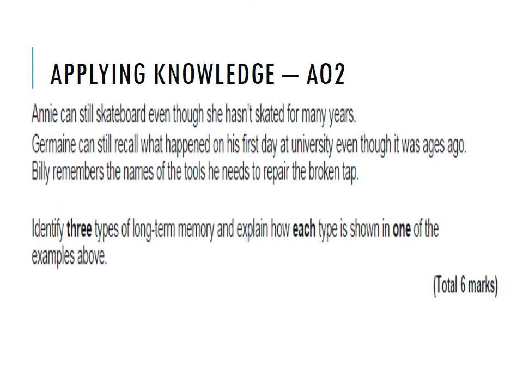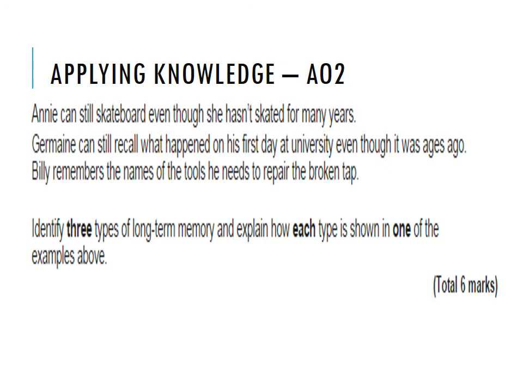Annie can still skateboard even though she hasn't skated for many years. Jermaine can still recall what happened on his first day at university even though it was ages ago. Billy remembers the name of the tools he needs to repair the broken tap. Identify the 3 types of long-term memory and explain how each type is shown in one of the examples above.